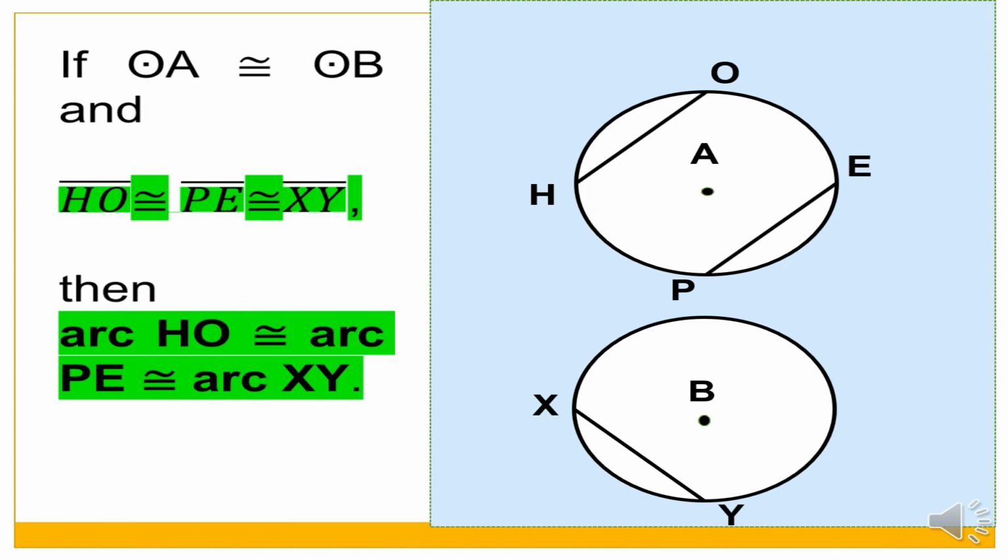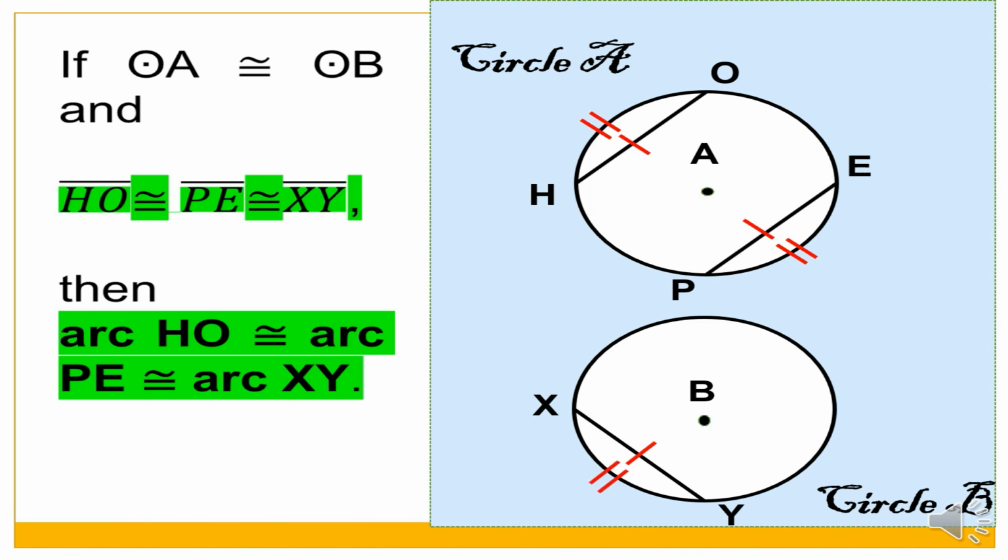What if two congruent circles are given? Let's have circle A and circle B. If circle A is congruent to circle B, it is given that line segment HO is congruent to line segment PE and congruent to line segment XY in circle B. Then, we say that arc HO is congruent to arc PE and congruent to arc XY in circle B.